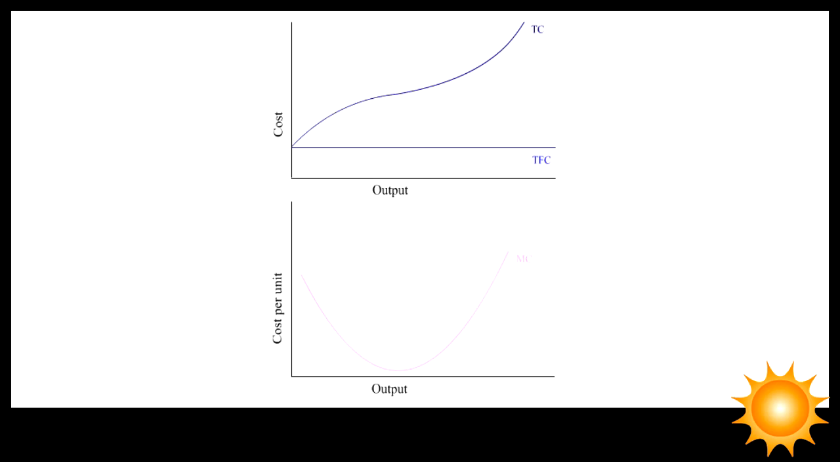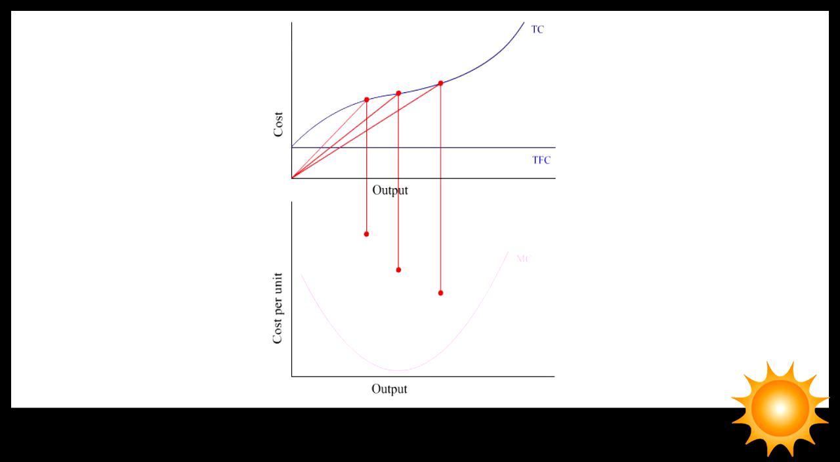When TC is divided by a given level of total output, we get average total cost, ATC. At Q1, ATC is equal to TC1 divided by Q1. TC1 divided by Q1 also measures the slope of the ray from the origin to TC. The ray slope provides a visual indication of the numerical value of ATC. The numerical value of ATC is plotted on the graph below.